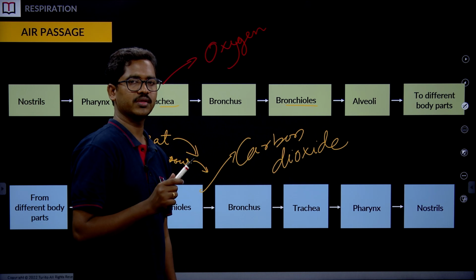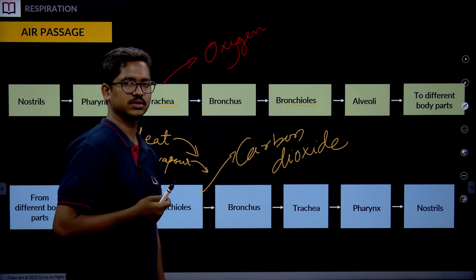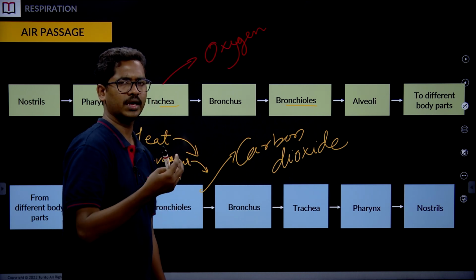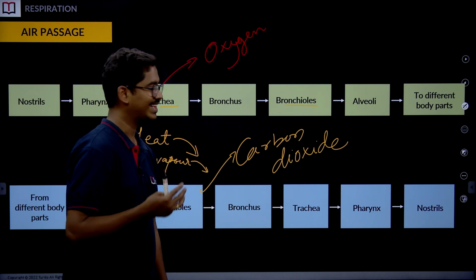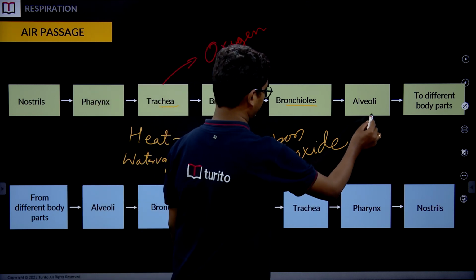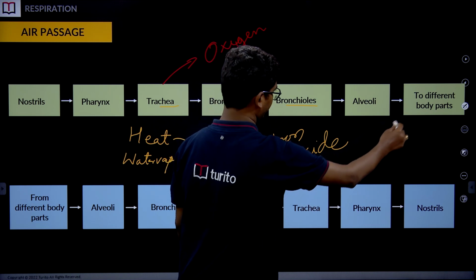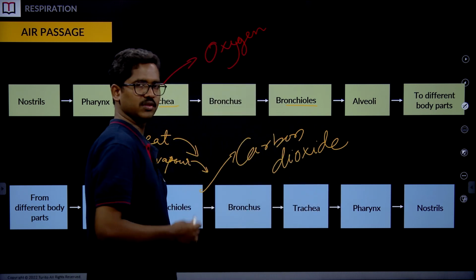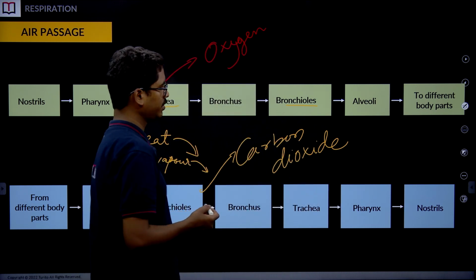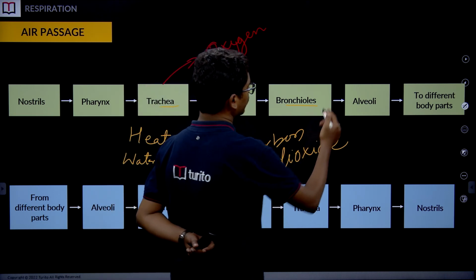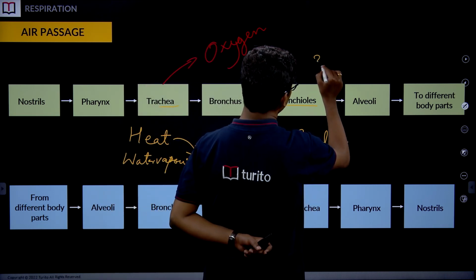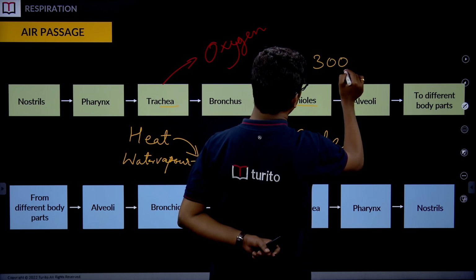Each bronchiole ends in a balloon-like structure, like a bunch of very small grapes. That kind of arrangement is what you see in the alveoli, and from there the oxygen passes to different parts of the body. This is the sequence.